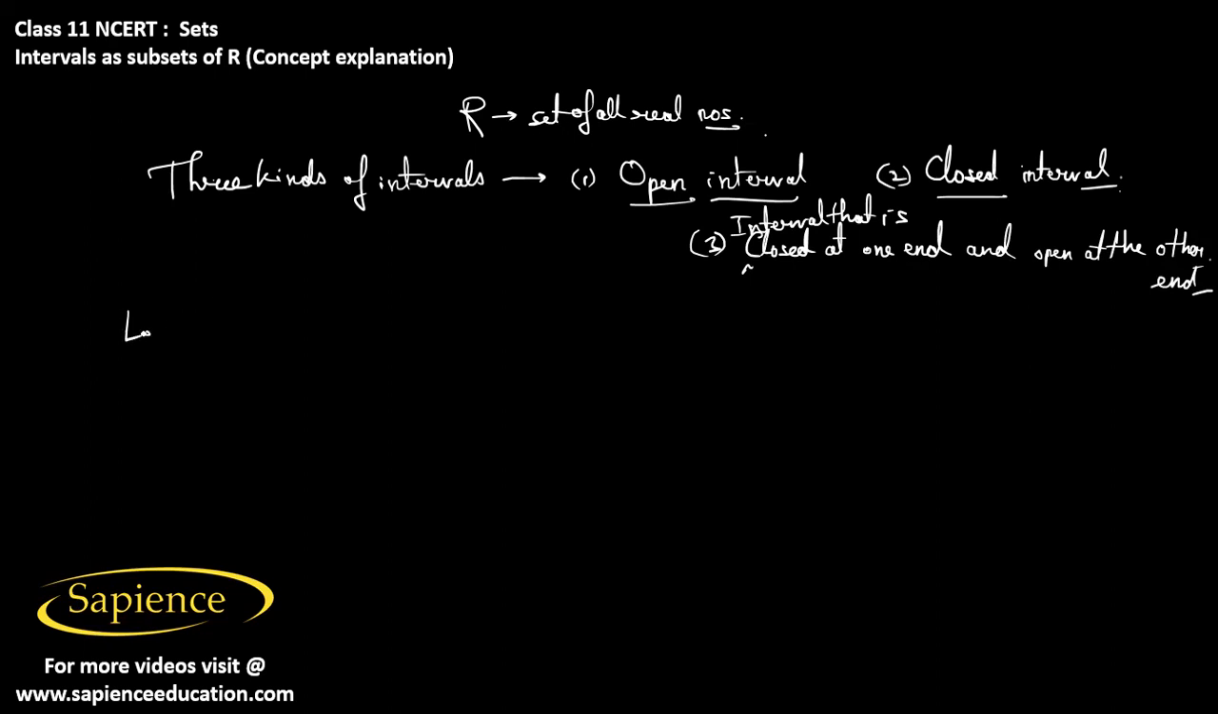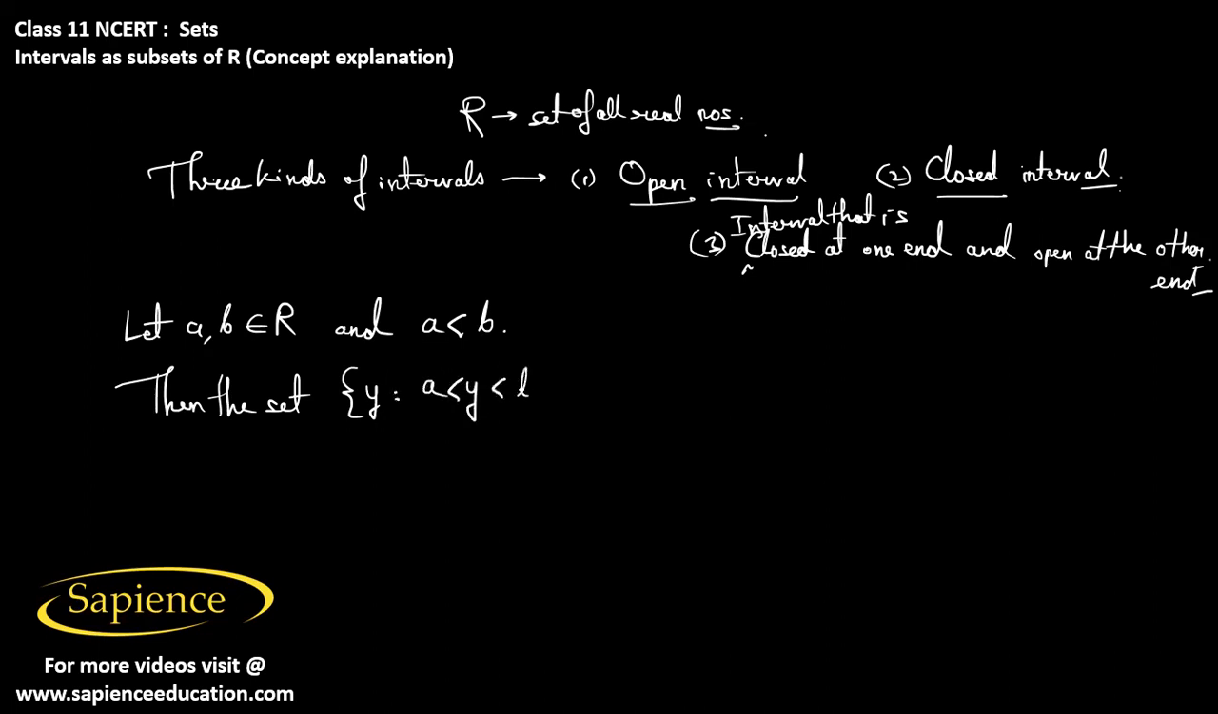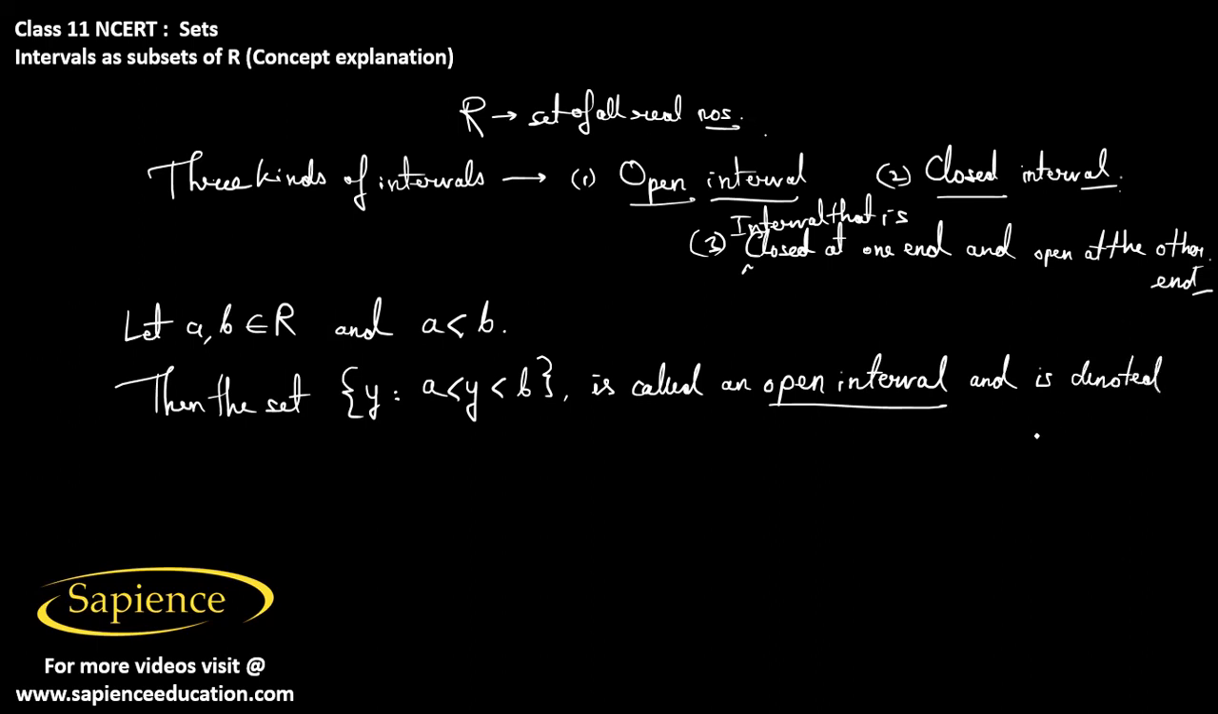So here let A and B belong to R. It means A and B are some real numbers and A is less than B. Then the set of real numbers which contains all those elements Y such that Y is greater than A and less than B is called an open interval, and is denoted as the open interval (A, B).